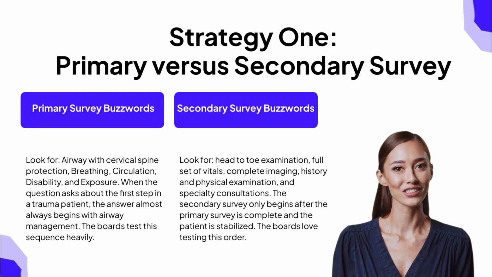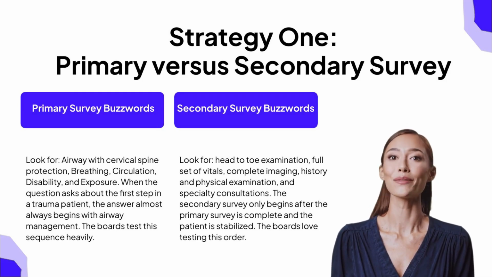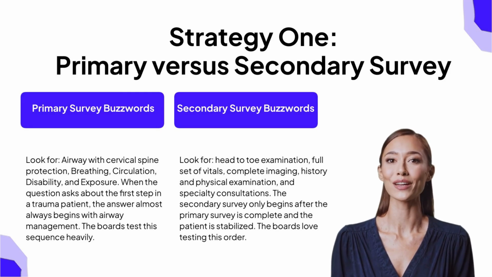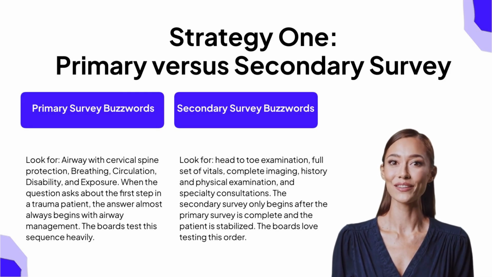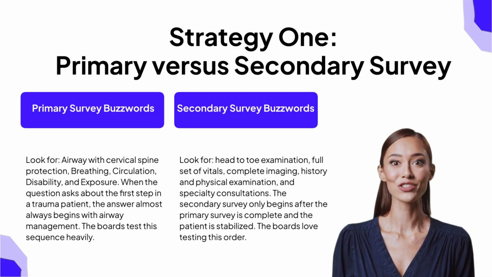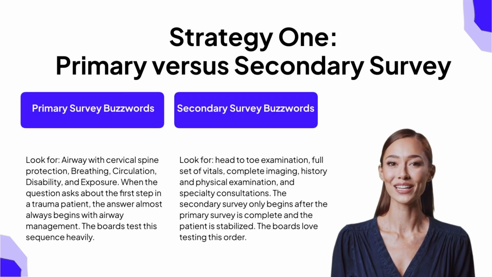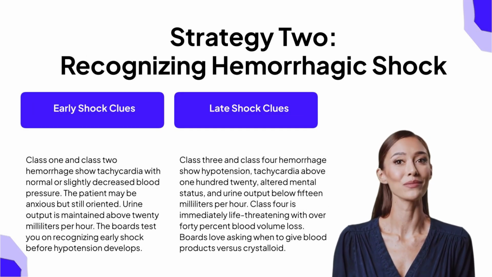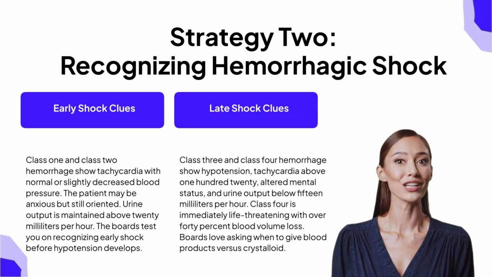Only after the primary survey is complete and the patient is stabilized do you move on to the secondary survey, which includes head-to-toe examination, full imaging, and detailed history. The boards love to distract you with dramatic injuries like open fractures or bleeding, but you must stick to the sequence. Now let us talk about hemorrhagic shock classification.